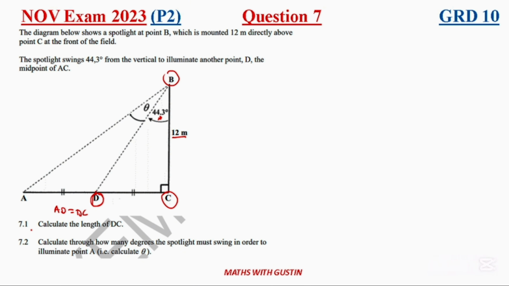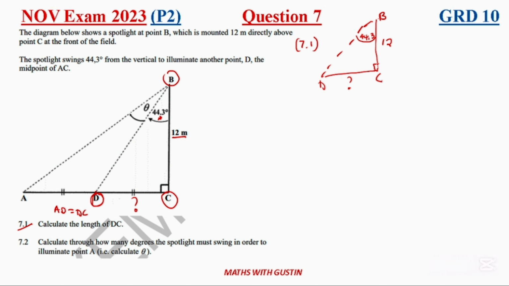All right, so let's go to question 7.1. Calculate the length of DC. So they want us to calculate this length here of DC. Okay, 7.1, we've got a right angle triangle here. I'm just gonna take it out from that diagram, make it simple for you guys to see. Here we go. We have got a D there, we have got a C there, and then we've got point B there. Right, so our angle here is 44.3. Okay, they are looking for this length here, and then here is 12.